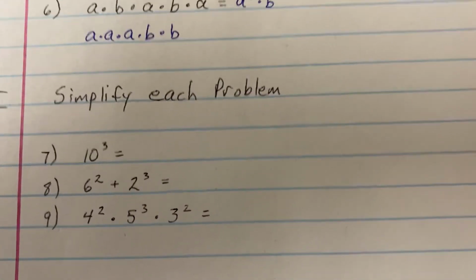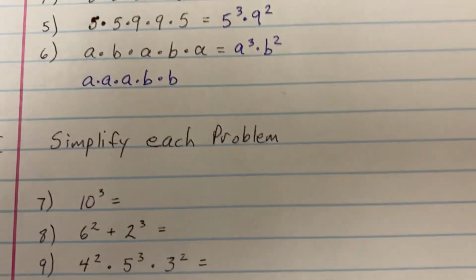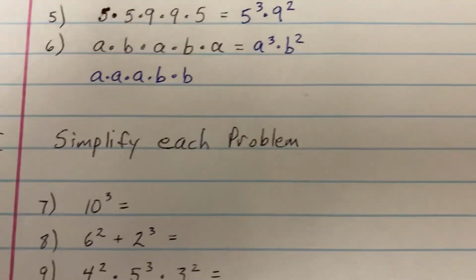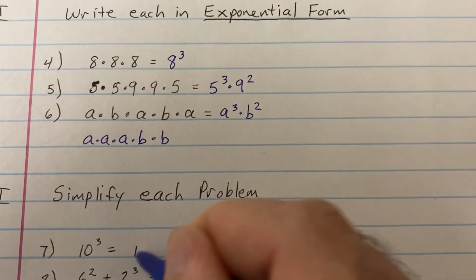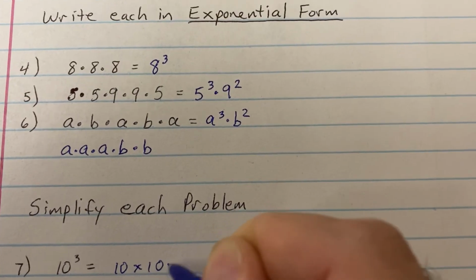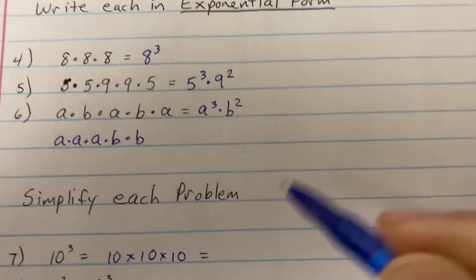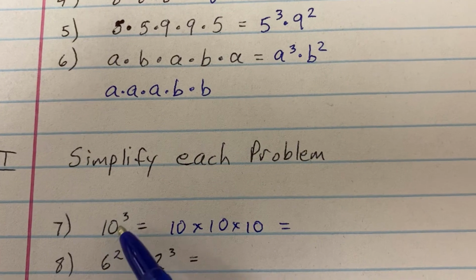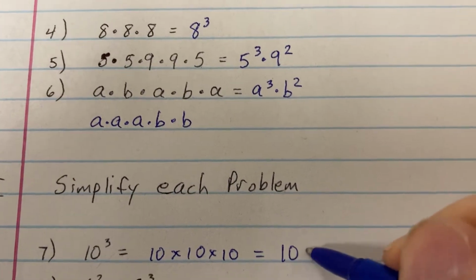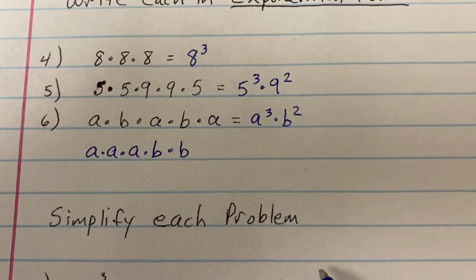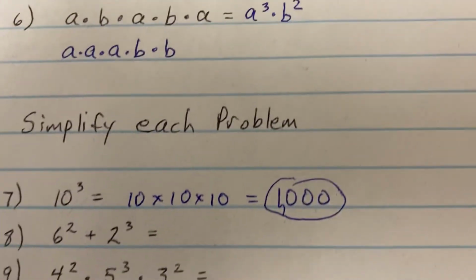Now, the third section, simplify. That means give the answer. What is 10 times 10 times 10? Now you don't have to write it out. You can use a calculator for right now. But 10 times 10 times 10, again, please don't say 30. Don't do 10 times 3. 10 times 10 times 10 is 1,000. That's what the answer should look like in this section, everyone.